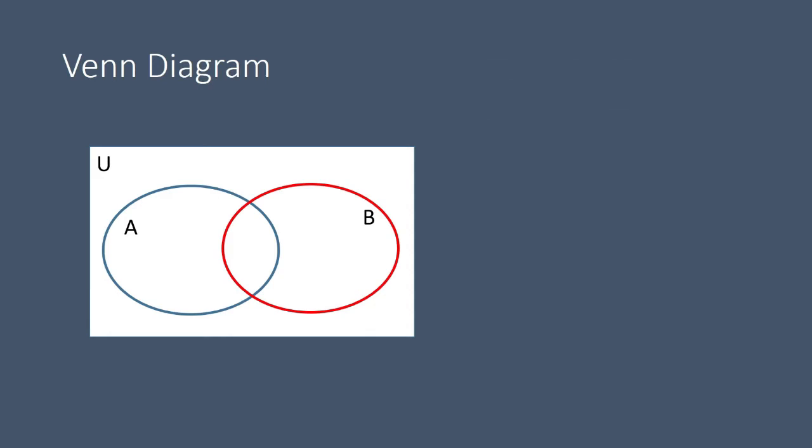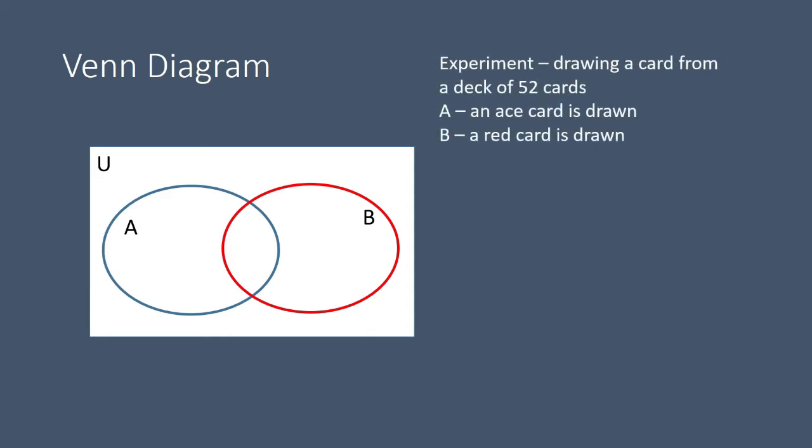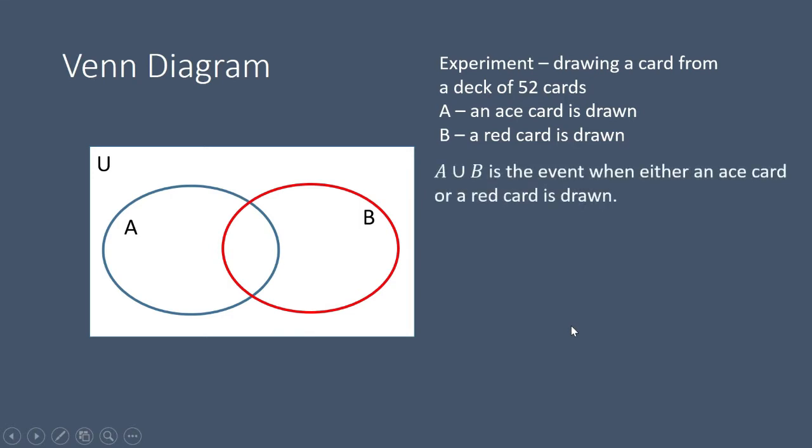Suppose our experiment is about drawing a card from a deck of 52 cards. Set A is the event when an ace card is drawn. B is the event when a red card is drawn. So I'm using here the sets A and B. How do we interpret A union B? How do you put that in words? A union B is the event when either an ace card or a red card is drawn from a deck of 52 cards.